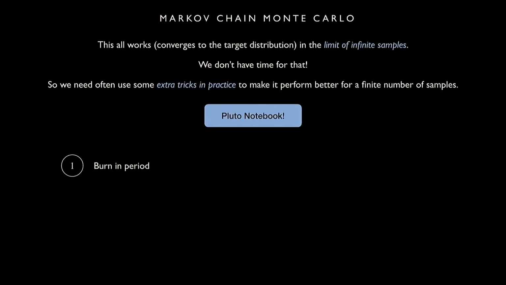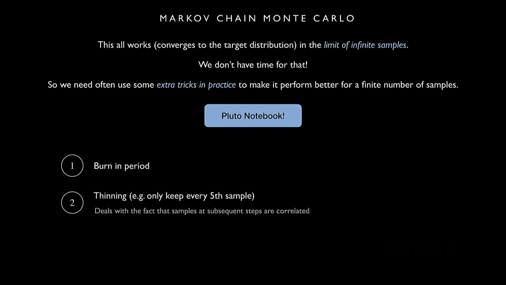So one of the tricks that we use to make this better when we don't have infinite samples is this burn-in period that I was talking about. Another common thing people do: because it's a Markov chain and the next sample depends on the previous sample, the samples are actually correlated with one another. So a common thing people do is thinning, where they'll keep every, for example, 5th sample, every 10th sample, whatever, to get rid of that correlation as best they can. And then finally, there's this thing called smoothing.